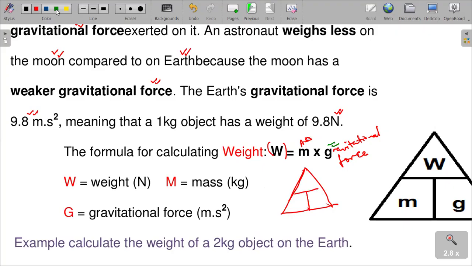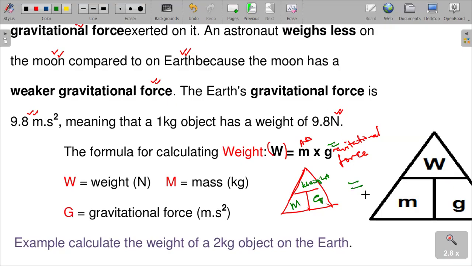We can give a simple formula, or this summation: W, which is weight, is equal to mass times gravitational force, m times g. These two triangles, or these two formulas, are the same.